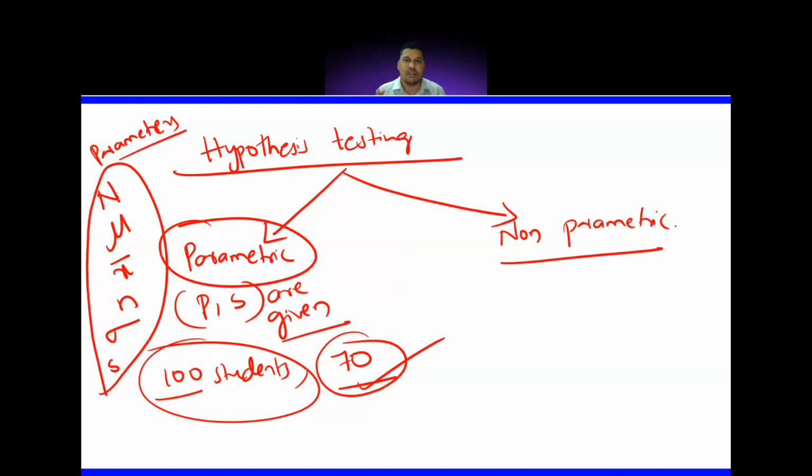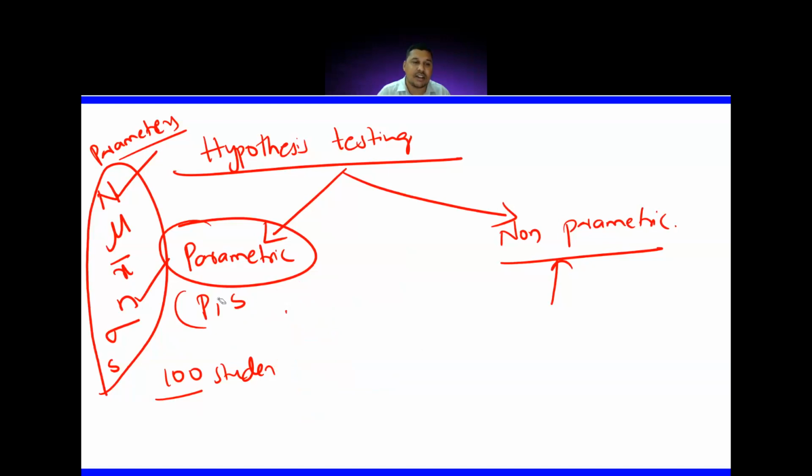Only some data is given to us. They have not talked about the mean. They are not talking about the number of elements in the population or the number of elements in the sample. If they only give some data, then it is non-parametric testing. Right? So let's see what our parametric testing is. What are the different types here?